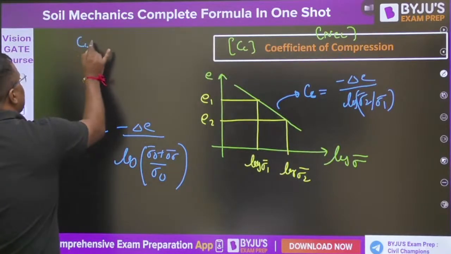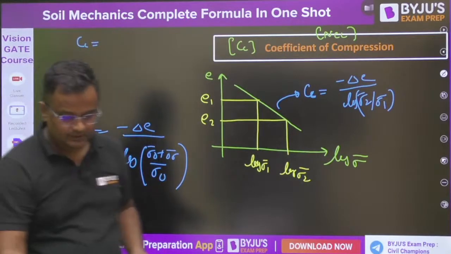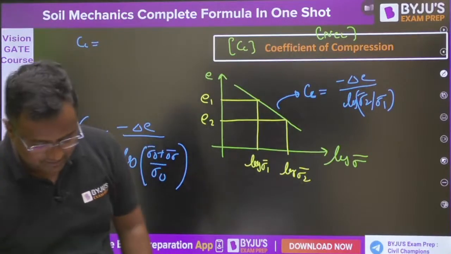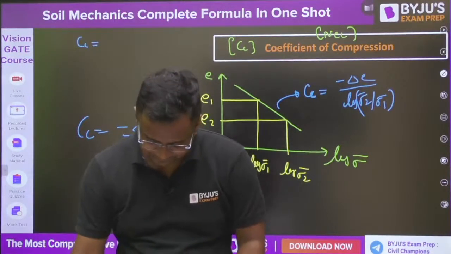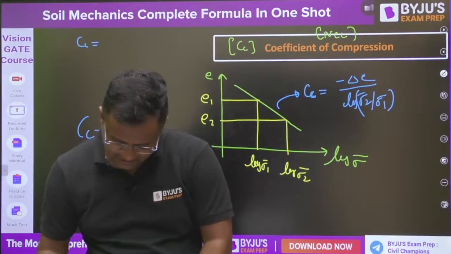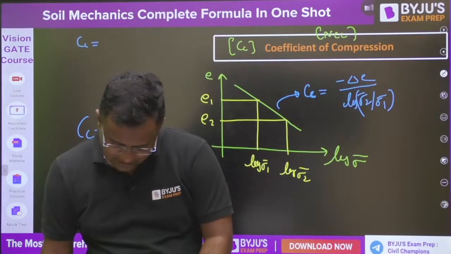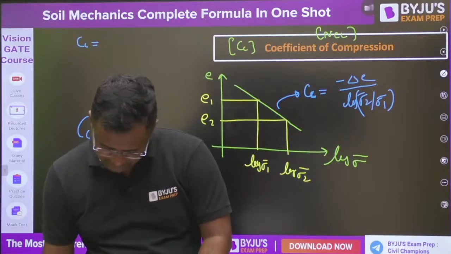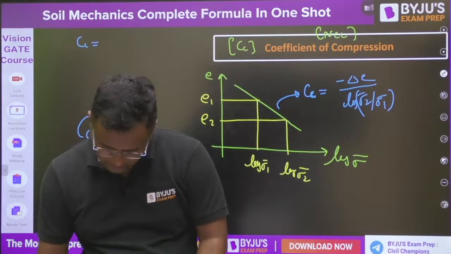Now CC has some empirical formulas also. Either you find the values of CC from this graph, otherwise there are some empirical formulas. Let me check whether it is written in my copy or not.